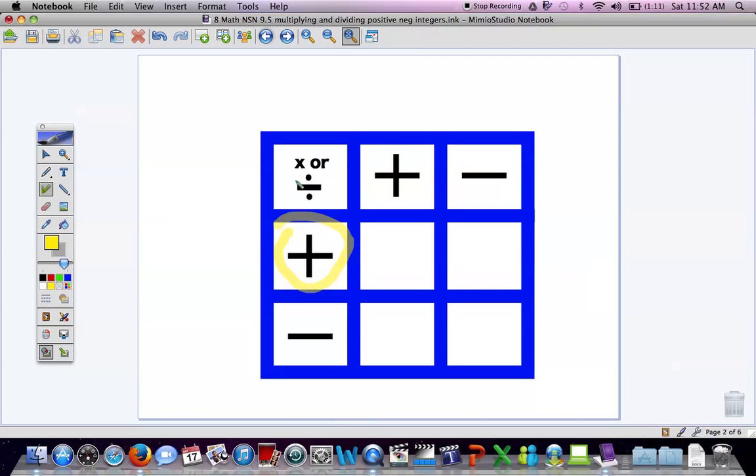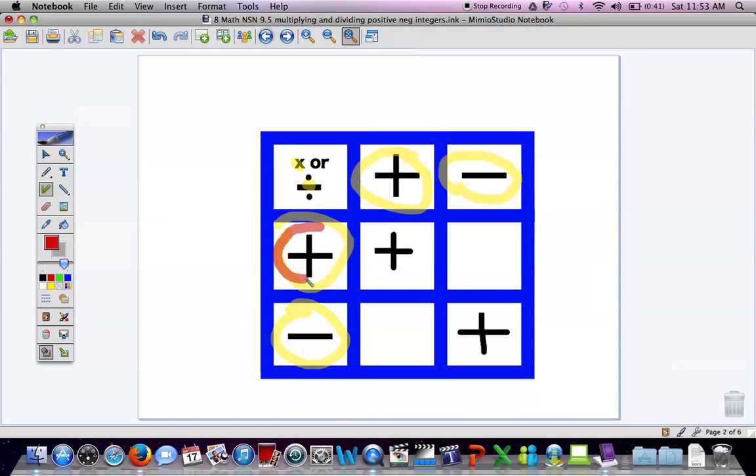A positive times or divided by another positive will end up with a positive because the signs of both integers are the same. The same goes for if you take a negative integer and you either multiply or divide by another negative integer: because the two integers are the same sign, the final sign will be a positive in the end.